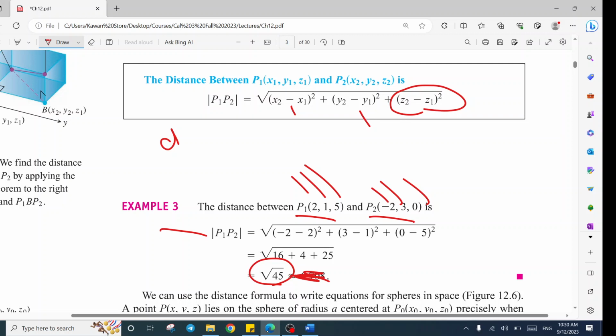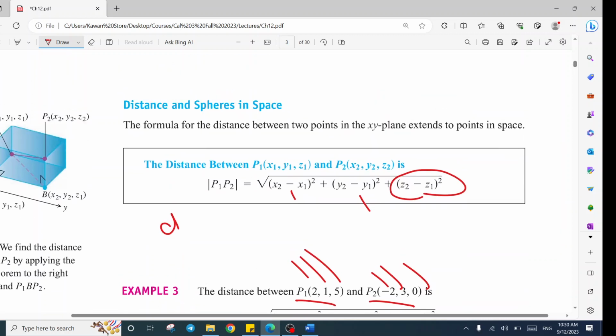Can I repeat it? For 2 dimensions, you got it? Just add this part, Z to Z1. For example, I say I want to find the distance between P1 and P2. This is P1, P2.